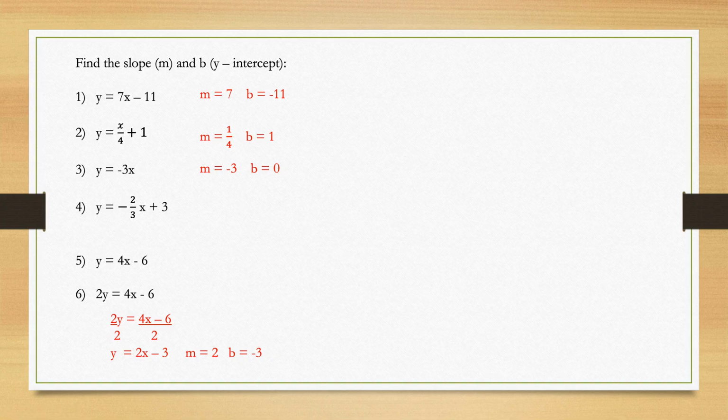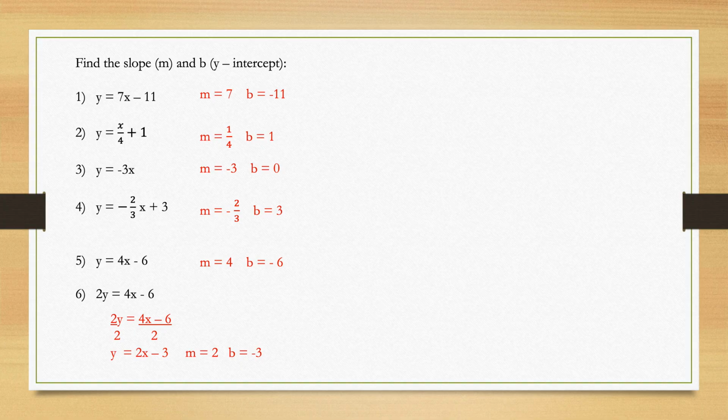Number 4, where would you begin? What is the slope? How would you move? Well, I would begin at 3, and I would move down because it's -2 over 3. So down 2 over 3. Number 5, y equals 4x minus 6. The slope is 4. The y-intercept is -6. So I would begin at -6 on the y-axis. That's why we call it the y-intercept. And I would move up 4 over 1.